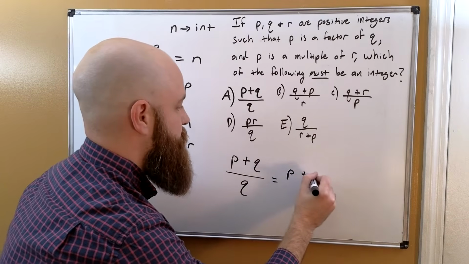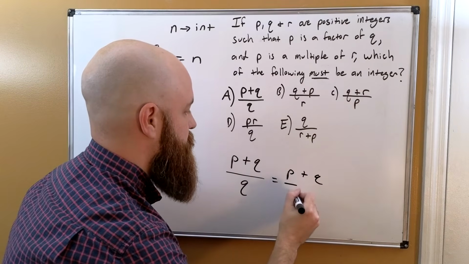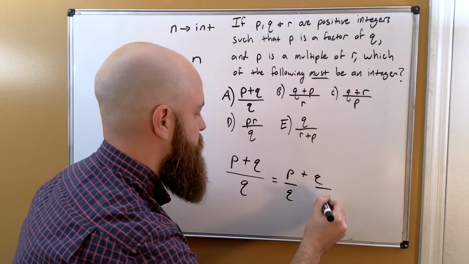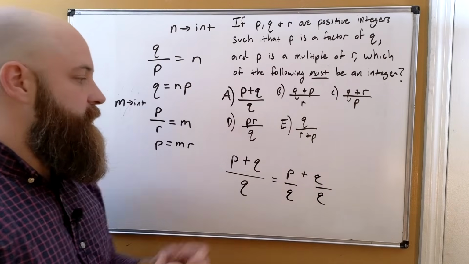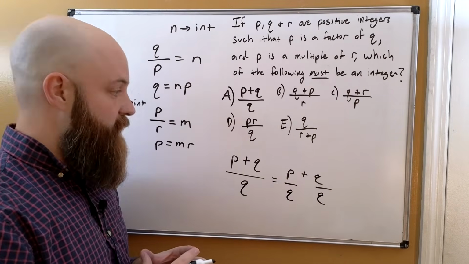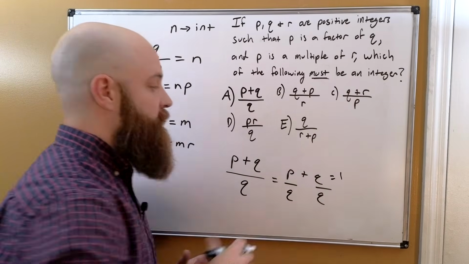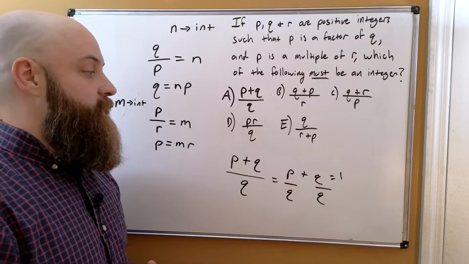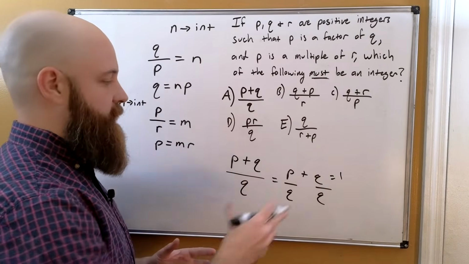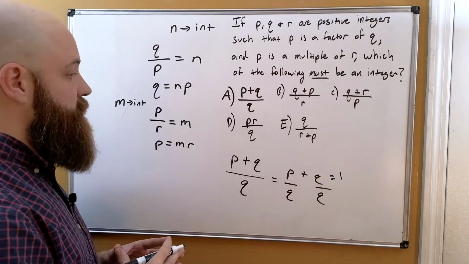Yeah, I can split up this sum, right? I have a sum over a single term. I can split it up like this. This is equal to p over q plus q over q. Okay, I'm starting to like this already because q over q is just equal to 1. So now I'm just asking myself, well, what about p over q? What can I say about that? And then is that going to yield an integer ultimately?